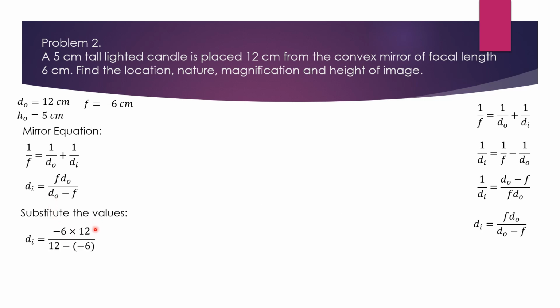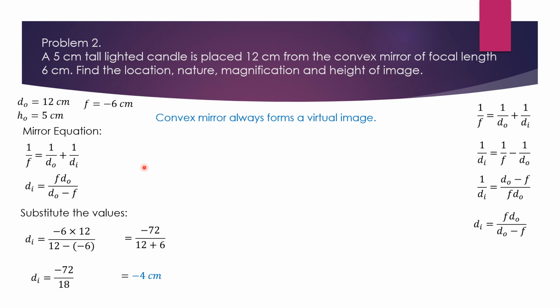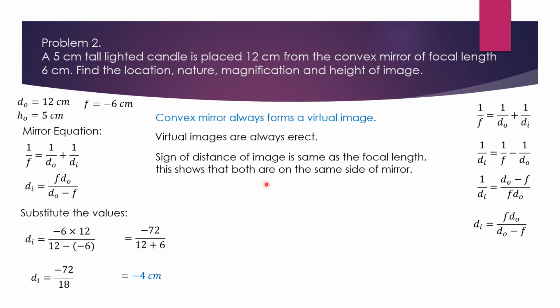Substitute the values here. So minus 6 into 12 divided by 12 minus 6. This minus 6 makes this thing positive. So minus 72 over 12 plus 6, which is equal to distance of image is equal to minus 72 over 18, which is minus 4 centimeter. The image is inside the mirror and it is 4 centimeter away. Now a convex mirror always forms a virtual image, right? Virtual images are always erect, or say never inverted. The sign of the distance of image is same as focal length. This shows that both are on the same side of the mirror.